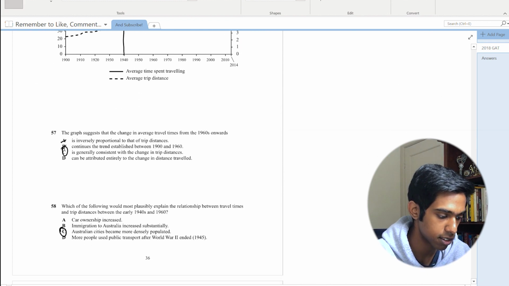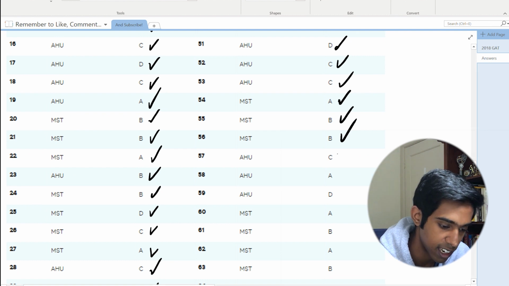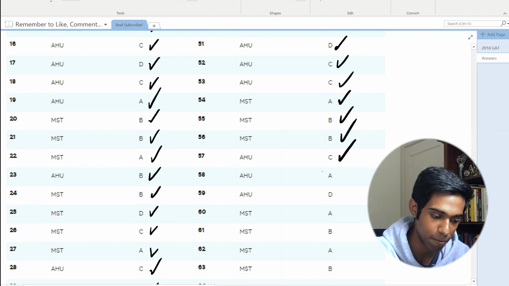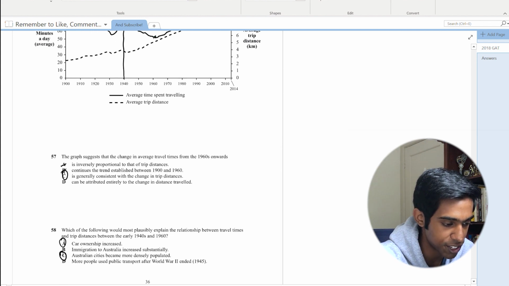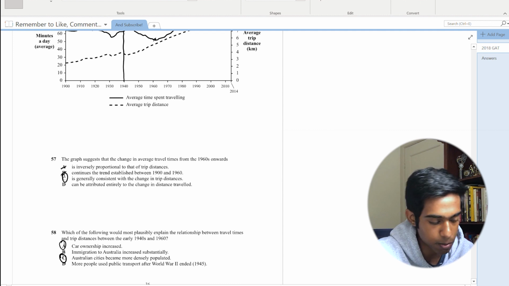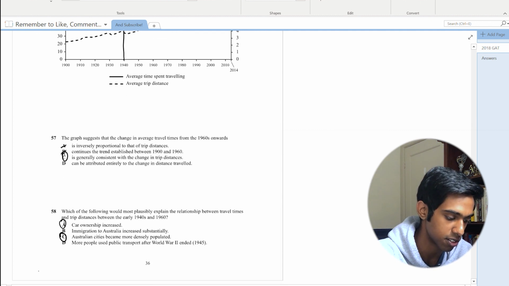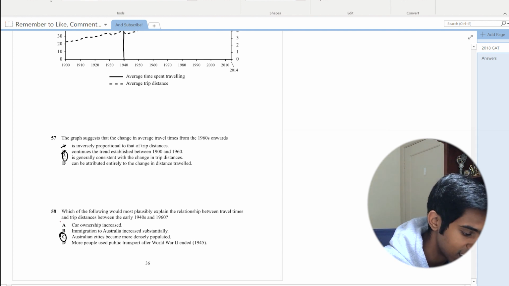Let's have a look at the answers. So I put C and C. The answer is C and A. So it was car ownership. So I guess the correlation there is that when you increase the amount of car ownership, more people are spending time traveling and the trip distance goes down. So I don't think I need to, I did think of that.